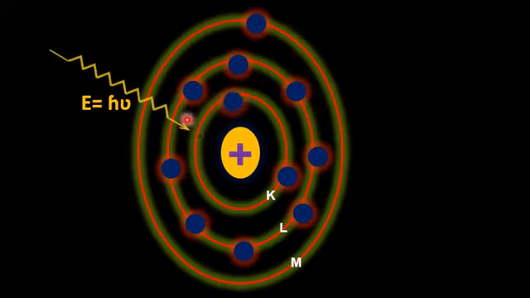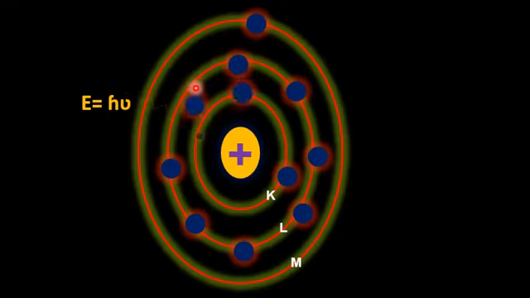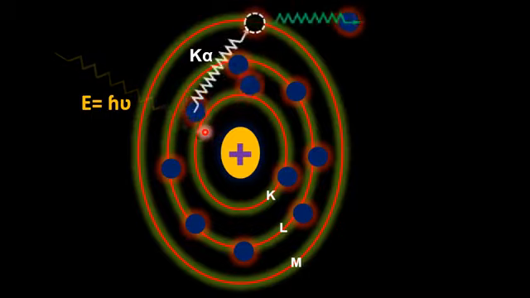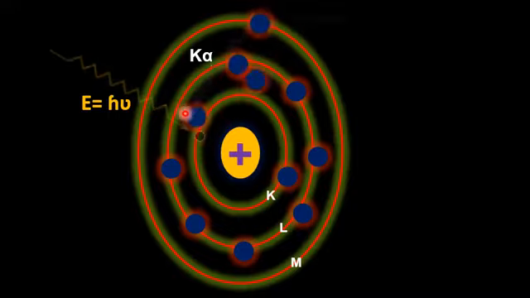The energy of the electron beam, which is 3 to 30 kiloelectron volts, which is quite high, will eject the electron from the core energy level. An electron from a higher energy level, like the L shell, will jump and fill the vacant core K shell position. During the transition from the L shell into the K shell, the electron will emit K alpha X-rays.